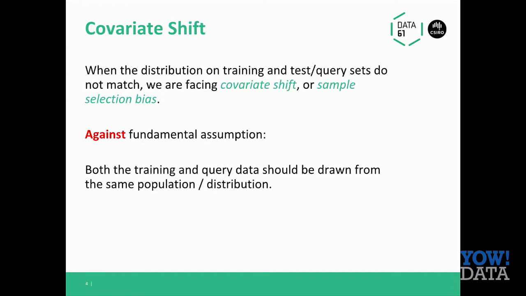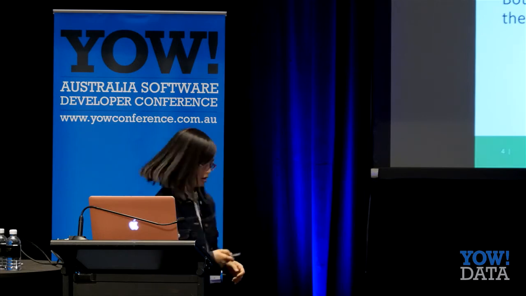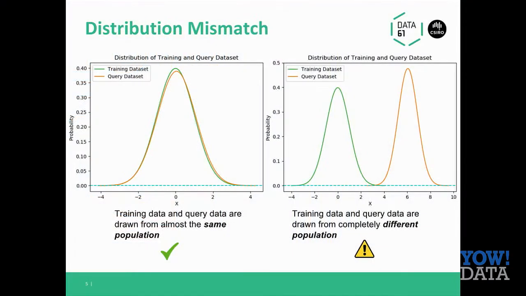So the formal definition of covariate shift is that when the distributions of the training and the query or test set do not match, we are facing covariate shift or sample selection bias. So this is apparently against the fundamental assumption of supervised learning that both the training and the query set should be drawn from the same population or distribution. So basically, we have this distribution mismatch problem.